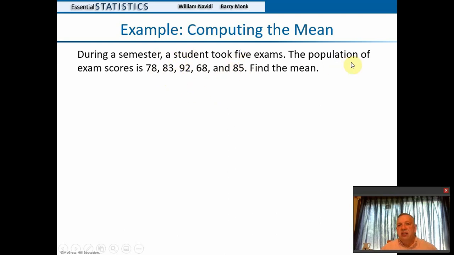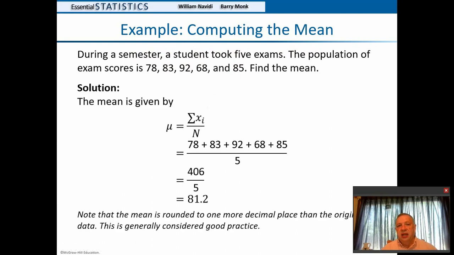A student took 5 exams. The population of exam scores. The population says all I'm concerned about is that student, so that's the population data. I'm going to use mu to represent that mean. So let's see how we do it.